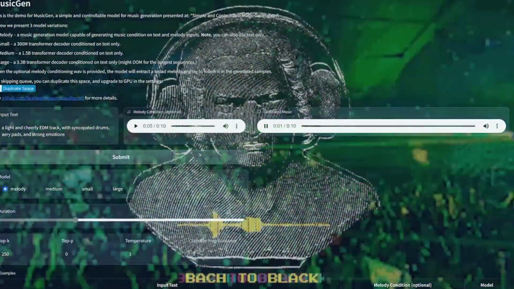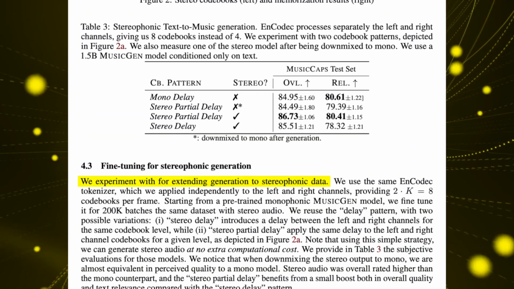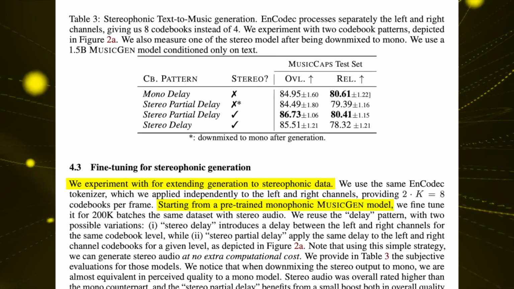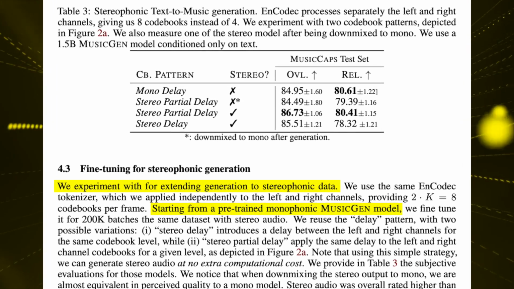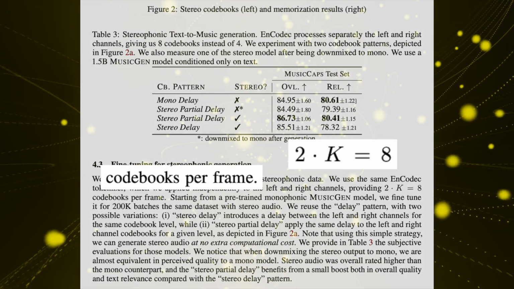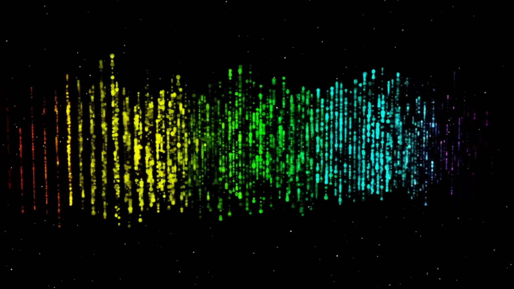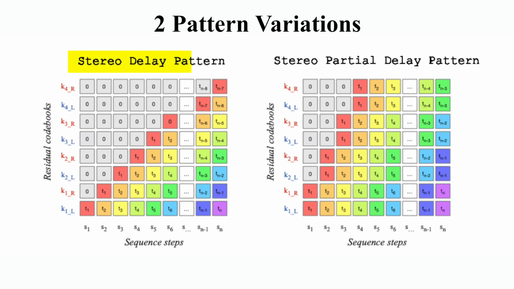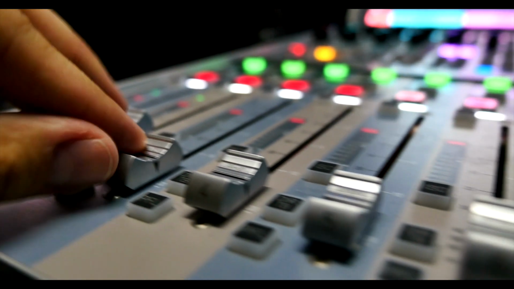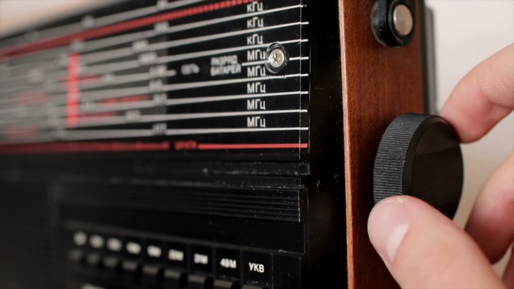Now, let's get into the nitty-gritty of the experimental setup. MusicGen took a bold approach by diving into stereophonic data. They opted for a pre-trained monophonic MusicGen model and applied the encodec tokenizer to the left and right channels, specifically K equals 8 codebooks per frame. The secret sauce in this experiment lies in the delay pattern, featuring two variations, stereo delay and stereo partial delay. The preference is clear: stereo audio triumphs, especially with a nod to the effectiveness of the stereo partial delay pattern.